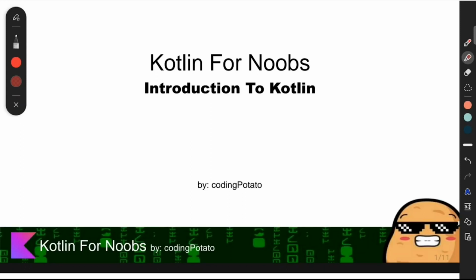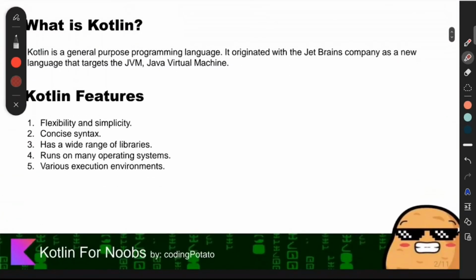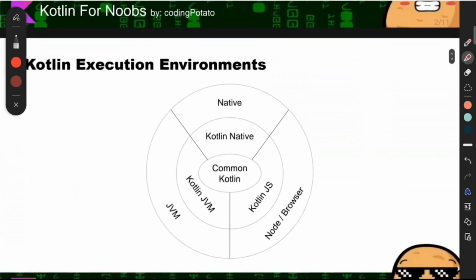Our first lecture is just an introduction to Kotlin. And we can see here that Kotlin is a general-purpose programming language. It originated with the JetBrains company as a new language that targets the JVM. The JVM is the Java virtual machine. Kotlin has some features, mainly flexibility and simplicity, a concise syntax, a wide range of libraries, it runs on many operating systems, and it has various execution environments, which we will have a look at in a minute.